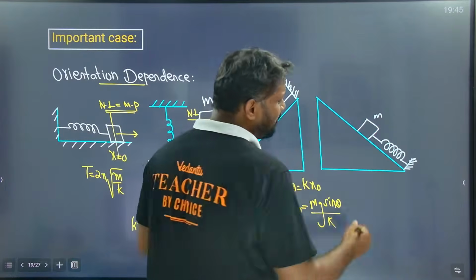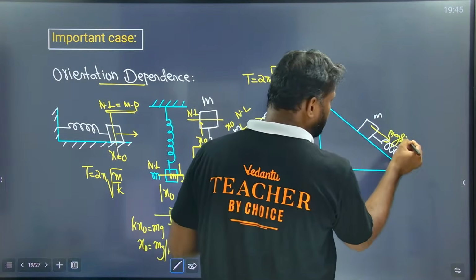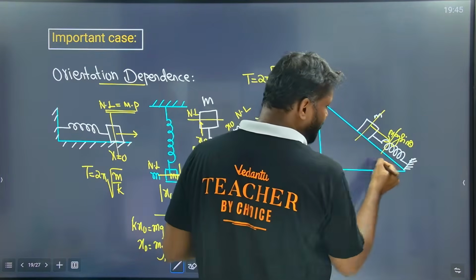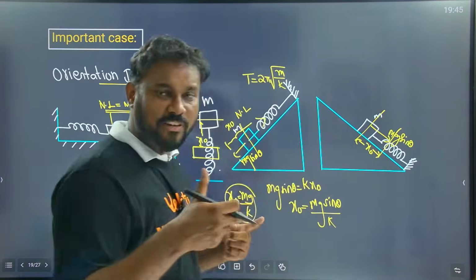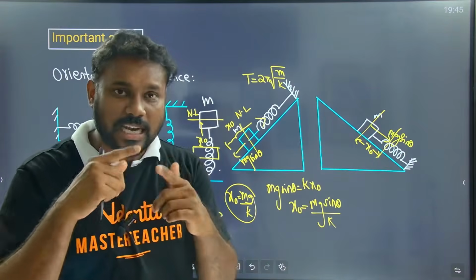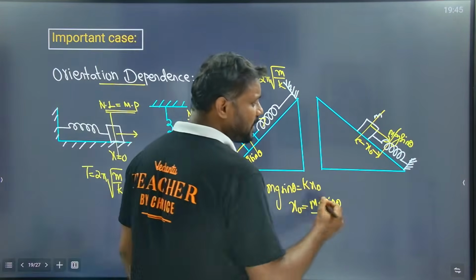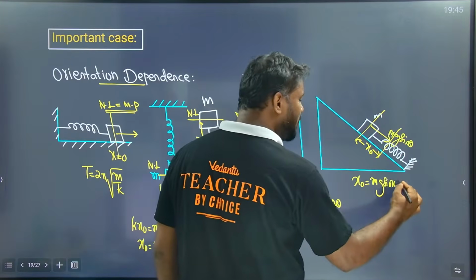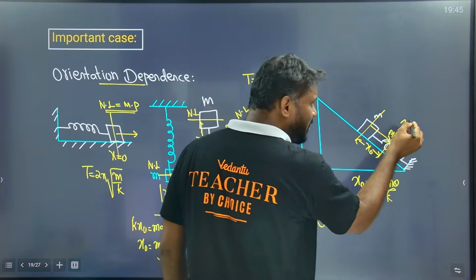So taking this place, look here, this is the weight, mg sin theta acting downward. So this is the equilibrium point. Due to that mg sin theta, the displacement here is x0. How much displacement will there be because of weight? A question can be asked about the equilibrium: how much is the spring displaced at the equilibrium distance? So what can we say x0 is? This is also mg sin theta divided by k.